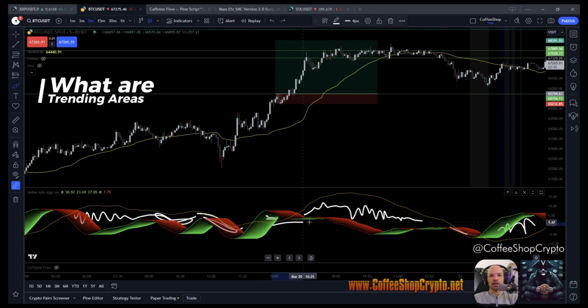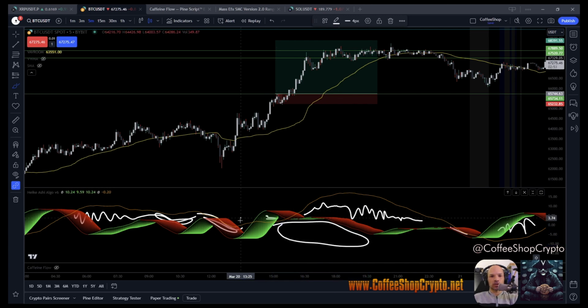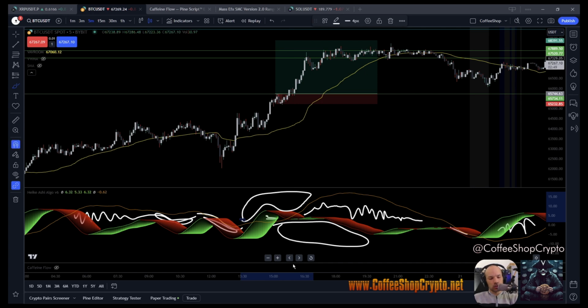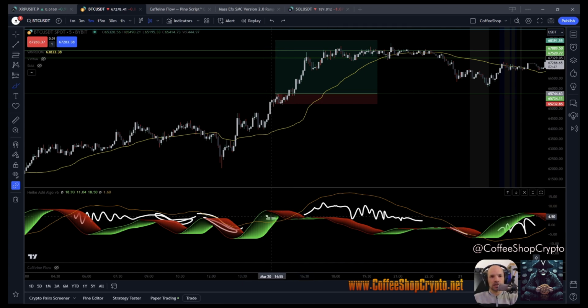So you want to be trading down here. You want to be trading up here, right? You want to be trading all of this stuff. You do not want to be trading inside the area between the average and the ribbon. You don't want to be trading inside of those areas, right?